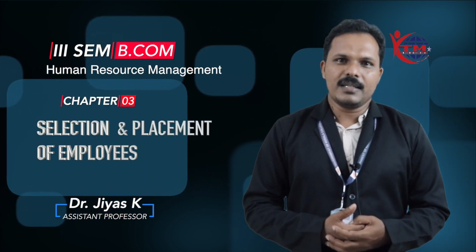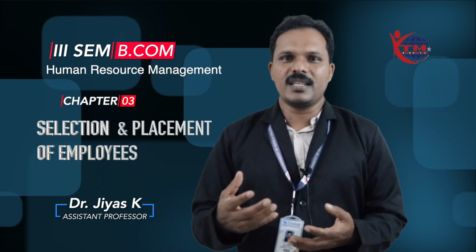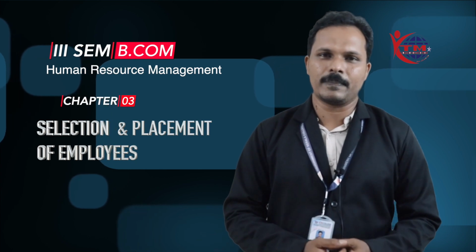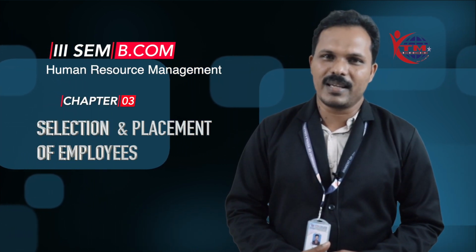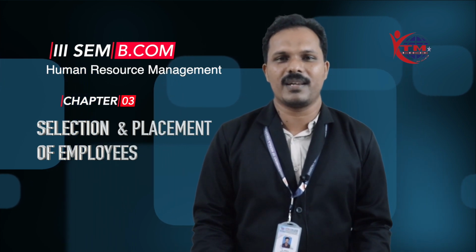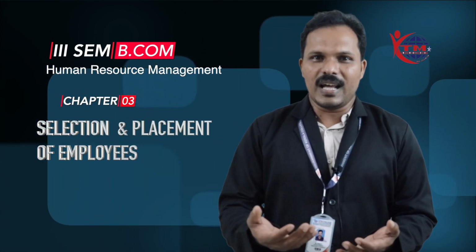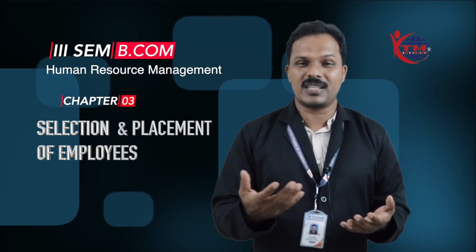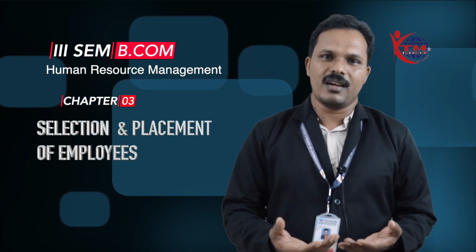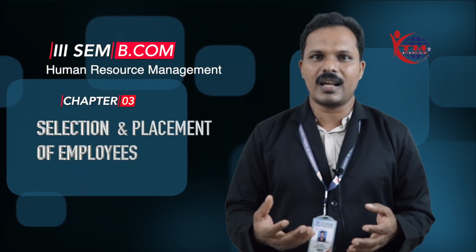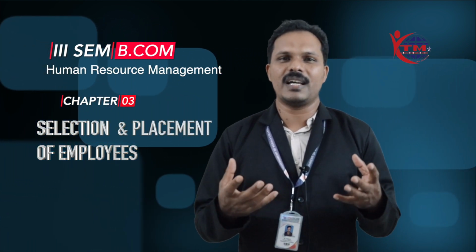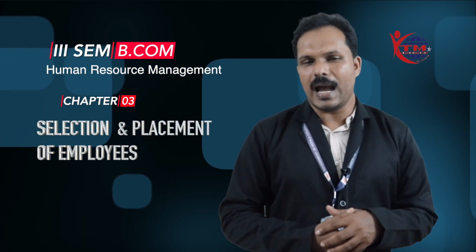Okay, and the next step is to receive applications. When we notify the post, we will get applications from various parts. So we will receive the applications, and after receiving them, we will scrutinize the applications received. Scrutinizing is the process of checking whether the applications are according to our requirements. And if there are any mistakes, we can eliminate those applications at the very first stage. For that purpose, we scrutinize the applications.